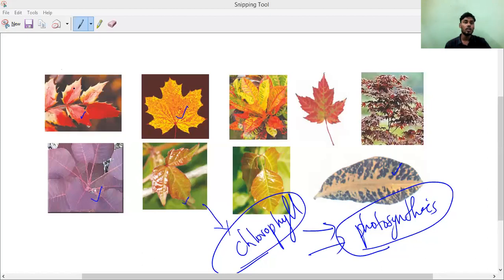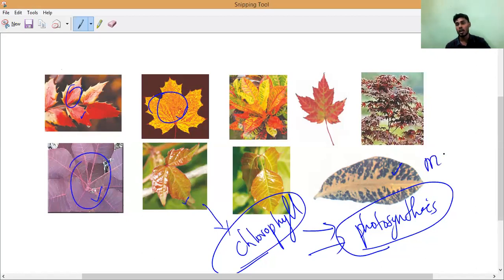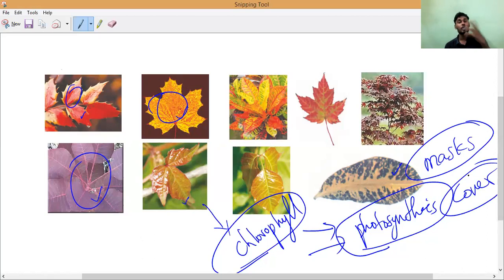Same way, if you observe in these pictures, they also have chlorophyll. But this huge amount of red color, yellow color, brown color, and other colors are masks. What is the meaning of mask? Mask means cover, an overlayer, not making it visible. Do you understand?